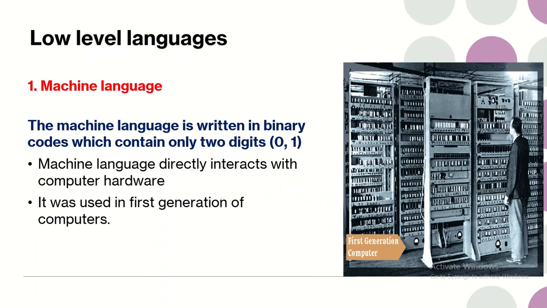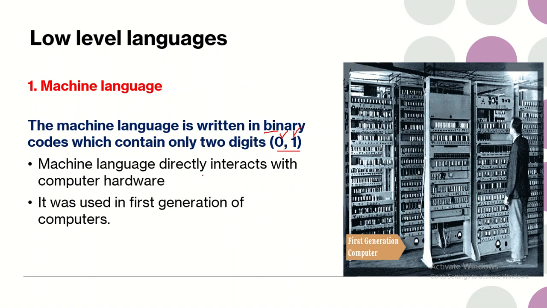Now machine language. Machine language is always written in binary codes, and these binary codes contain 2 digits. Bi means 2, so these codes are generated using 2 digits, and those 2 digits are 0 and 1. Actually, if you study the circuit system, these 2 codes, 0 and 1, mean on and off. If the circuit is on, the code will be 1. If the circuit is off, the code will be 0. So a machine language is always written in binary codes.